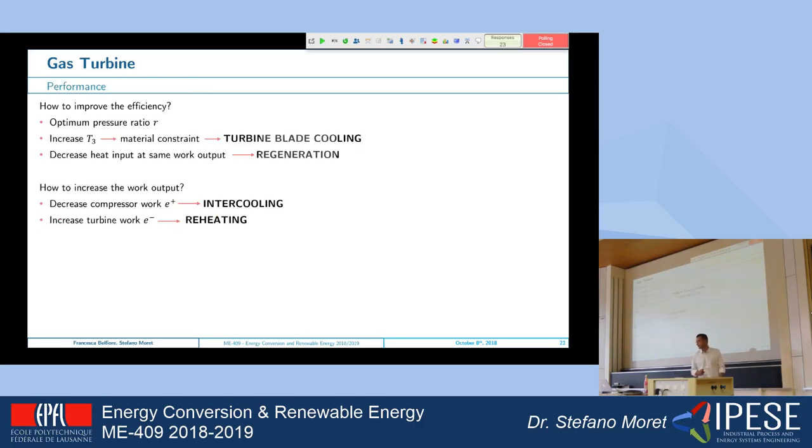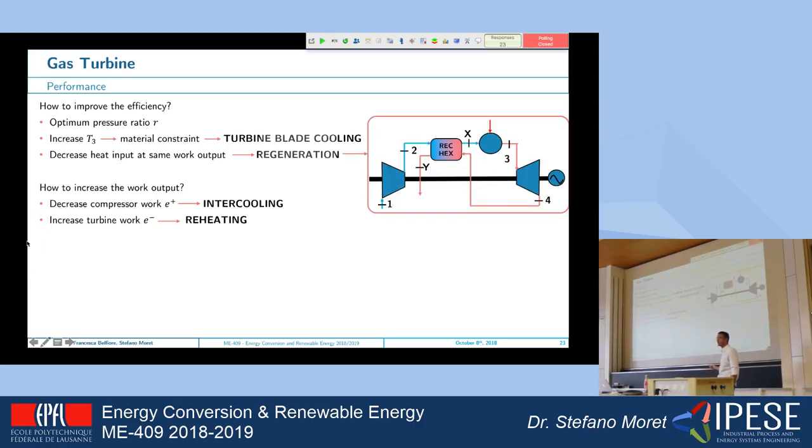Okay? So let's see how we can increase the efficiency of a gas turbine. You remember that last time with the steam cycle, we discussed different ways to increase its efficiency. We have similar ways for a gas turbine. One way in a real gas turbine is, first of all, to define the optimum pressure ratio. Then the other thing we can do is increase the maximum temperature T3. This we can do, but of course we have a limit given by the materials, and that's why one of the key parameters in a gas turbine is the cooling of the blades. Then, given the same amount of work output, we can decrease the heat input. This is normally done with what is called regeneration.